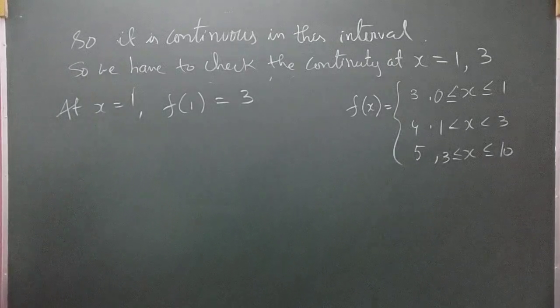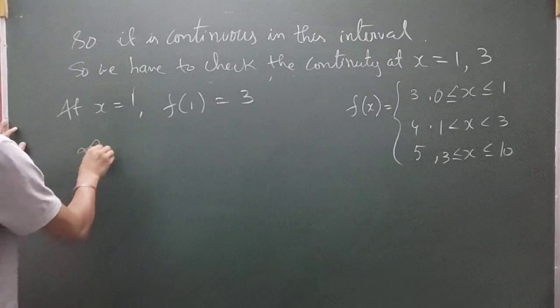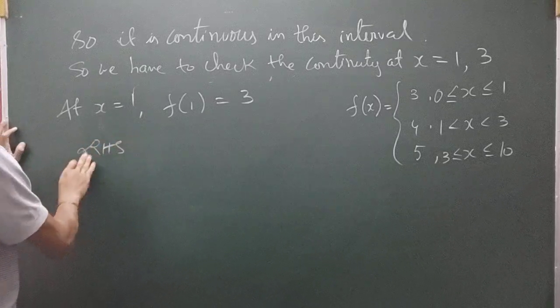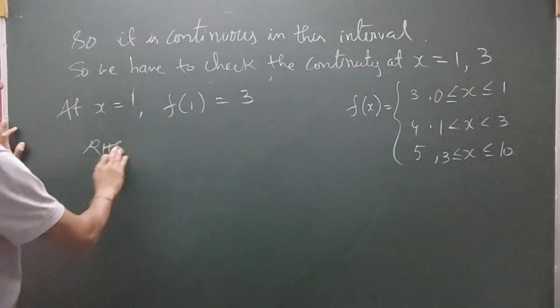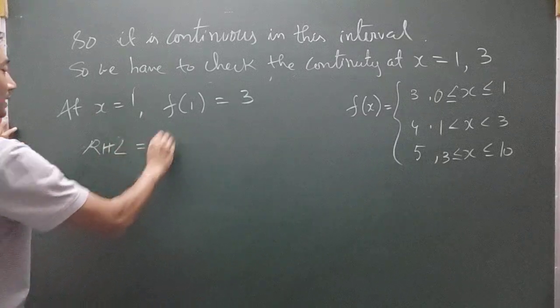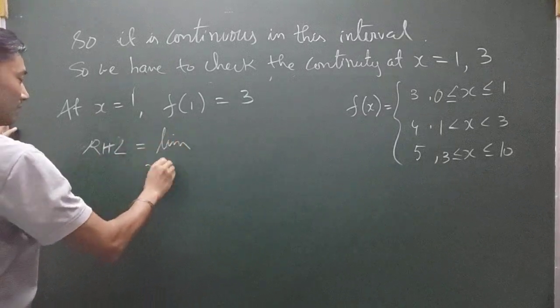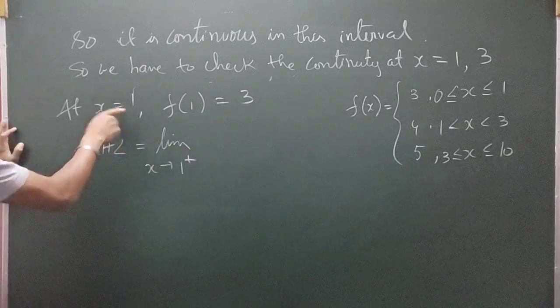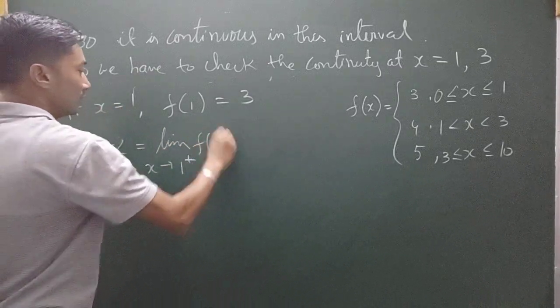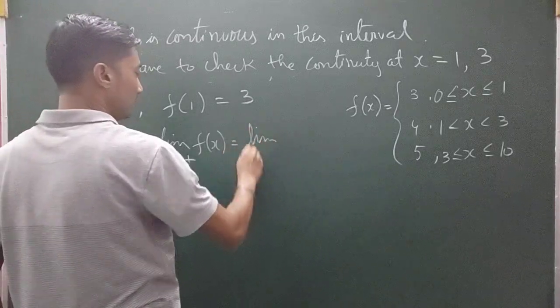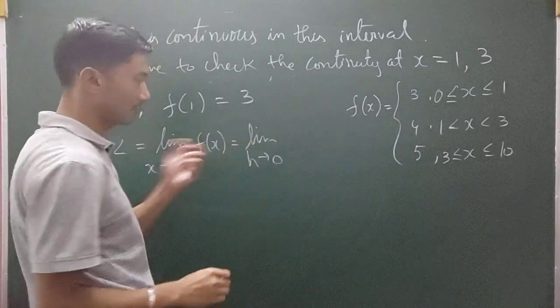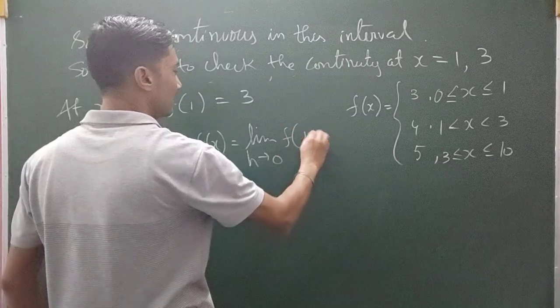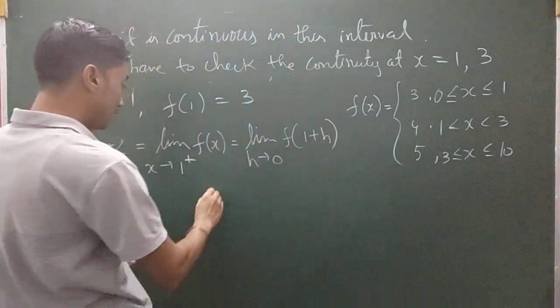Alright. Then let's go for the right hand limit. I was writing L. Better to begin with the right hand limit. That's the limiting value as x tends to the right, meaning slightly more than 1. We are checking at the point x equal to 1. F of x, so that will be the limiting value as h tends to 0, meaning for a very small interval that is slightly greater than 1, that is 1 plus h.